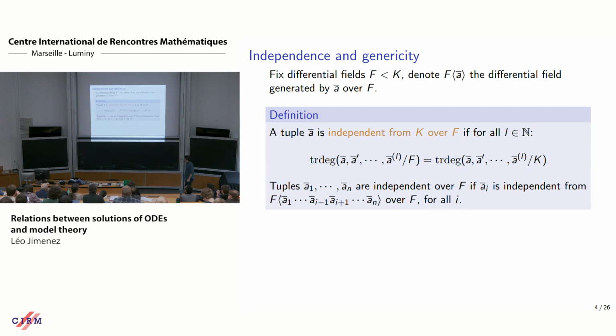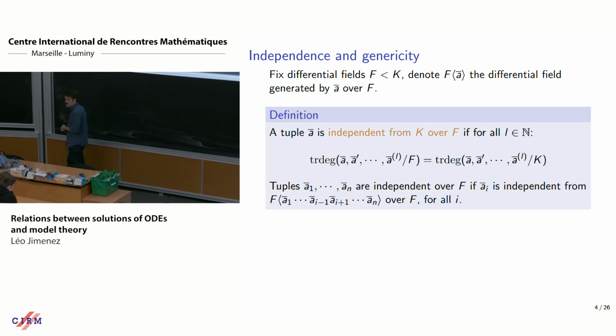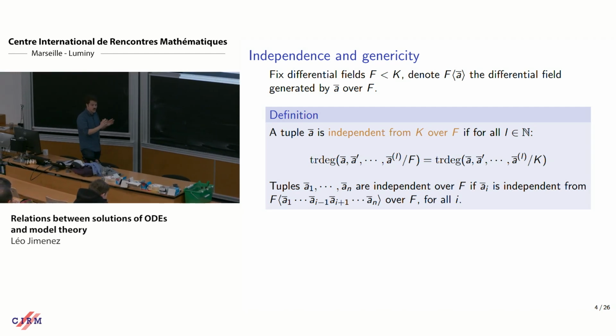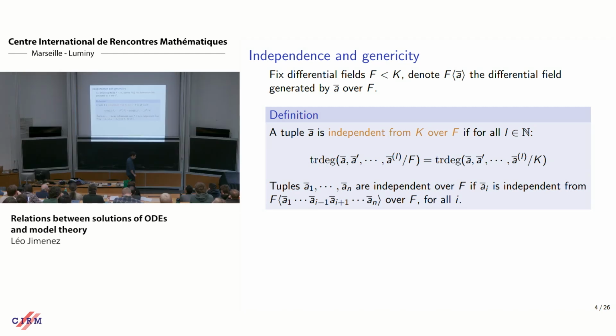Okay, second definition. If I have tuples A1 through AN, I say that they are independent over F if each Ai is independent from the differential field generated by all of the other ones over F. So it's a lot stronger than just pairwise; it's independent of all the other ones. And of course, for the model theorist, this is just forking. This is what we call this.